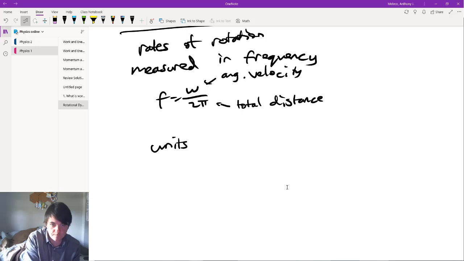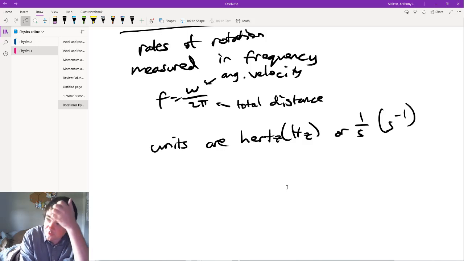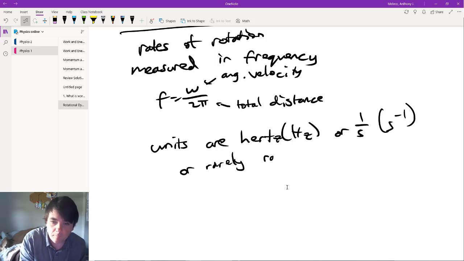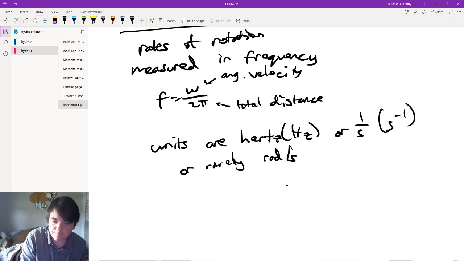The units are hertz, Hz, or 1 over second. 2 pi times the radius is the total distance here, but that comes from a derivation. Anyway, units are hertz, or 1 over second, or rarely rad per second. And again, this is because radians are actually dimensionless.